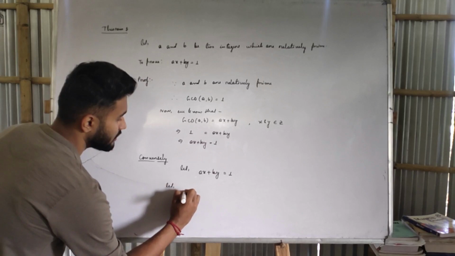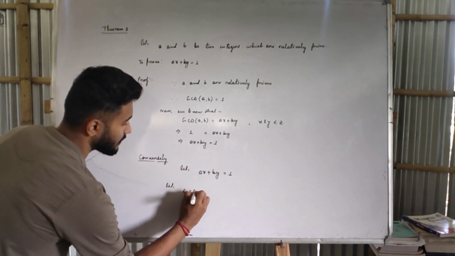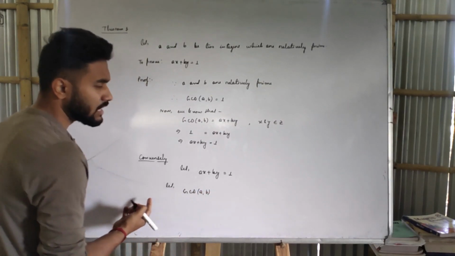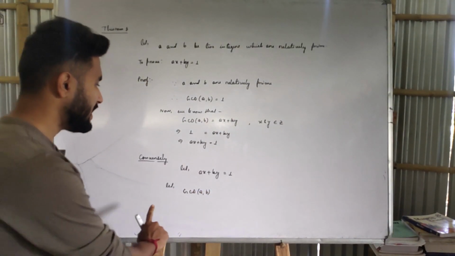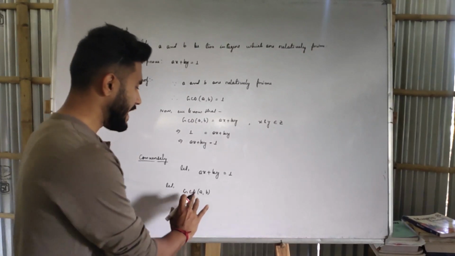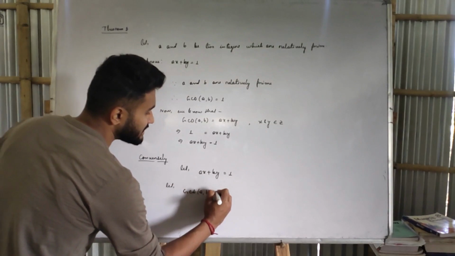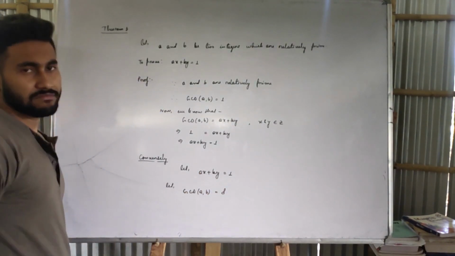Let GCD of a and b... a and b are now not known to be relatively prime. We don't know whether a and b are relatively prime or not. For us now, a and b are any two integers, any two numbers, right? So let us assume that their GCD is any number d.